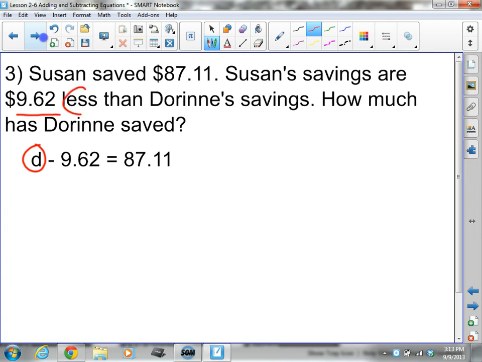$9.62 less than Doreen. This less means it's going to be a subtraction problem. So D for Doreen minus the $9.62 equals how much Susan saved, the $87.11. Since it is a subtraction problem, I need to do the opposite to get how much Doreen saved all by itself, which is D. So we need to add $9.62 to both sides of the problem.